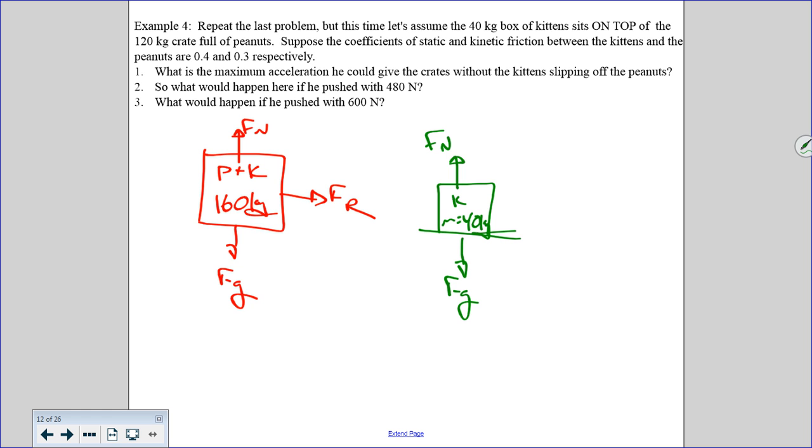Okay. So I don't know that that's super important at this point. I guess I do want to specify something about it. So let's call this the force on the kittens by the peanuts, right? All right. So that's that, right? Now, horizontally, are there any other forces?